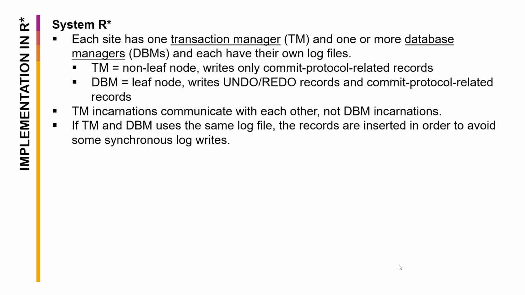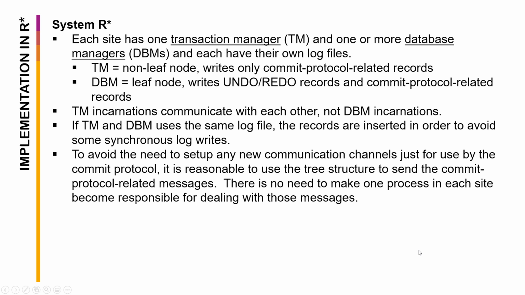Now, if we assume the processes of a transaction communicate with each other using virtual circuits, and that new subordinate processes may be created even at the time of receipt of a prepare message by a process, then it seems reasonable to use the tree structure to send the commit protocol related messages also. So this approach avoids the need to set up any new communication channels just for use by the commit protocol. Furthermore, there is no need to make one process in each site become responsible for dealing with commit-related messages for different transactions, just as it's implemented in Encompass.